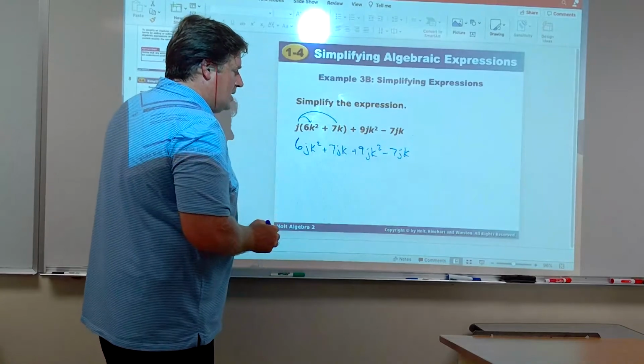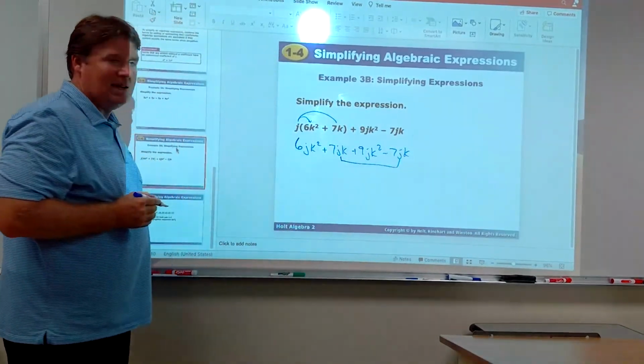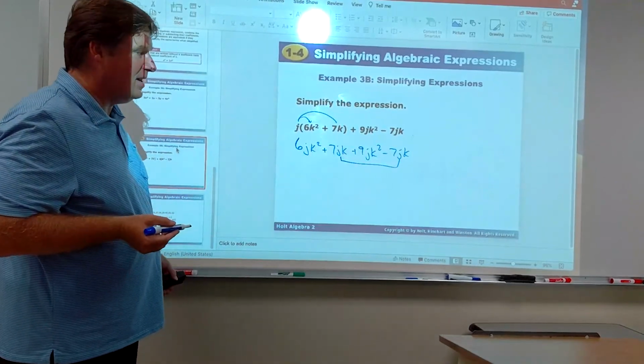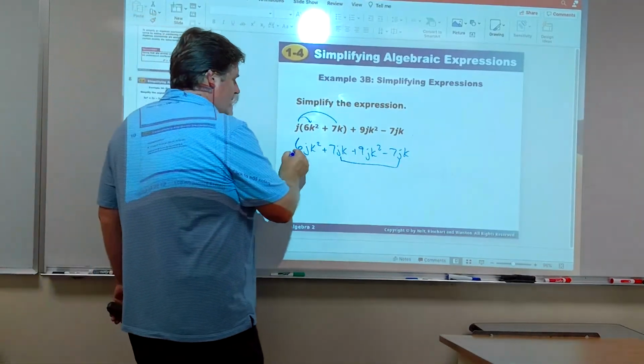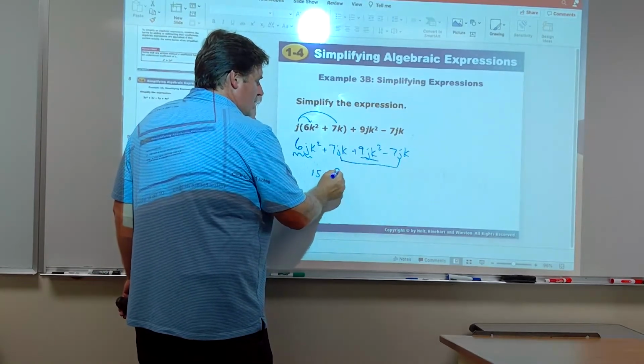All right, and what we notice here is look at these two. These are like terms here, but when I combine those together, oh my gosh, those eliminate. That's 0. 7 and a negative 7 is 0. All right, now if I combine these two, I get 15jk squared.